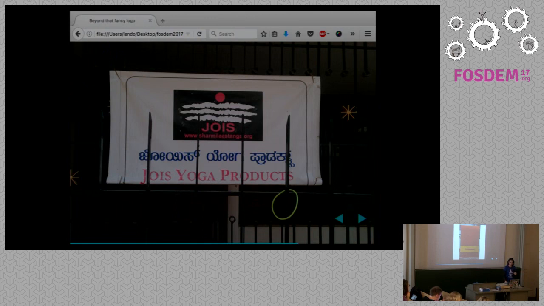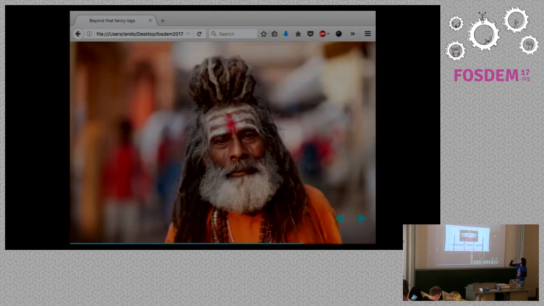When the Jois family created this little side business, they asked one of their students, one of the yoga students who happened to be a visual designer, to make them a logo. And the visual designer came up with this. The visual designer took inspiration from something called the Tripundra. The Tripundra that this man has on his forehead is a sacred symbol of a branch of Hinduism that the Jois family happens to belong to. And the founder, the patriarch of the family, Pattabhi Jois, often wore that symbol on his forehead.